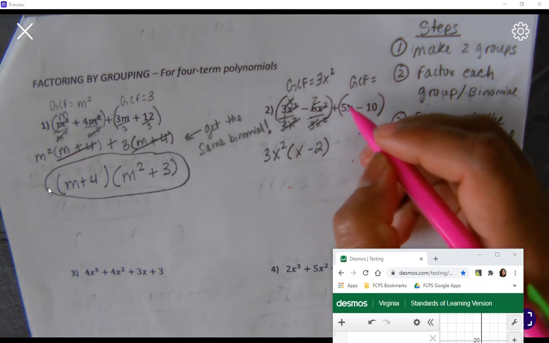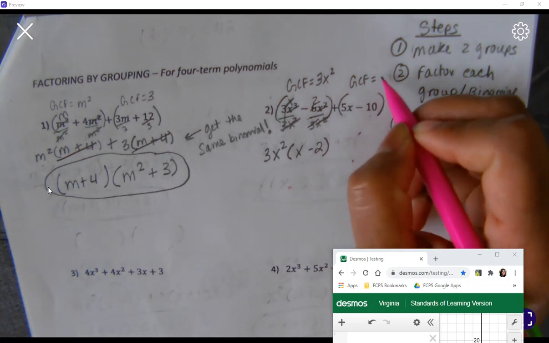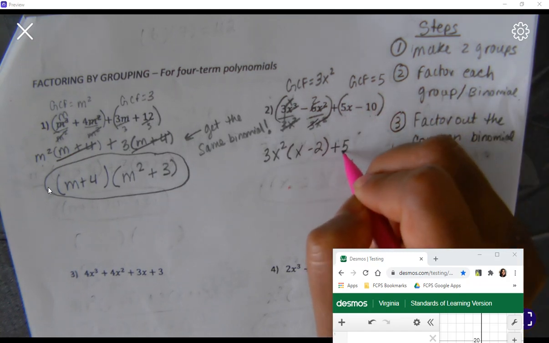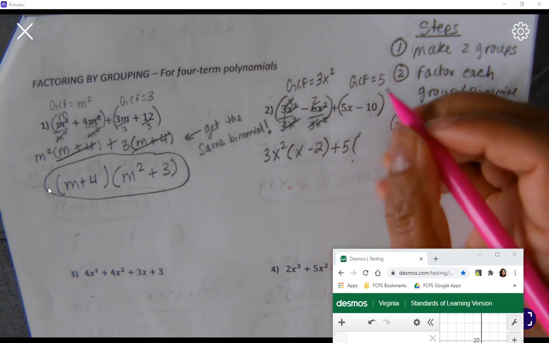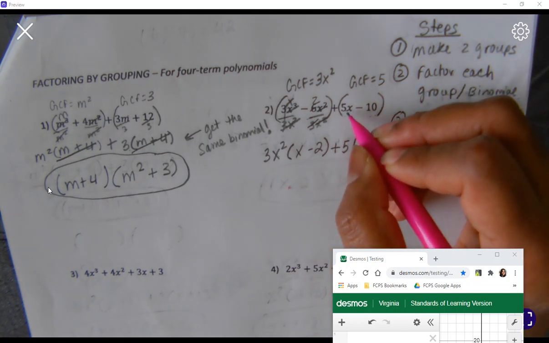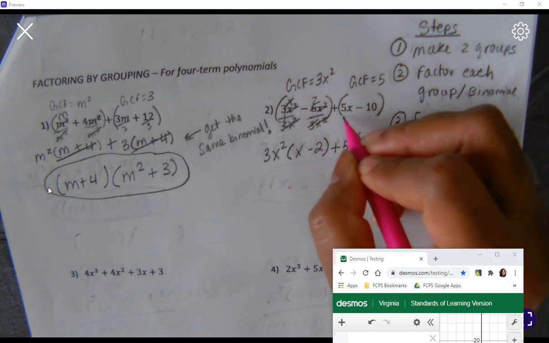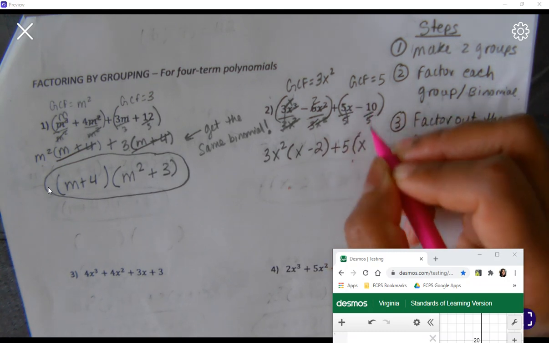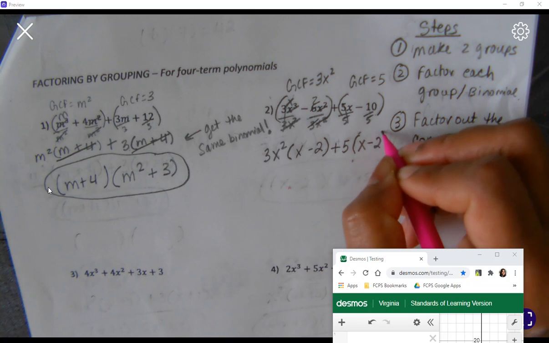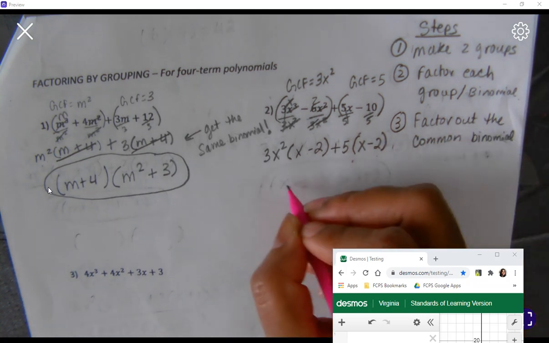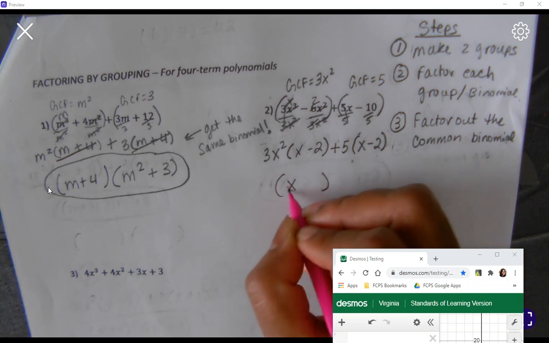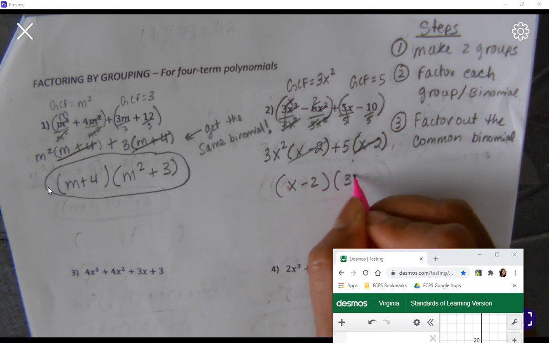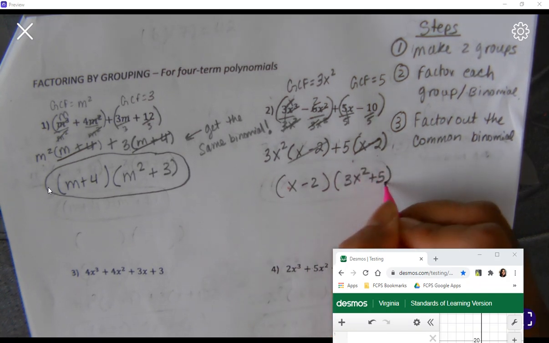Alright, and then over here, my greatest common factor between these two is 5, because 5 goes into 5 and 5 goes into 10. Okay, and then now I have, so we're dividing out by the greatest common factor. So you have x, negative 10 divided by 5 is negative 2. And if you notice, I have the same thing, so that's good. So now I write the common factor by itself, and then 3x squared plus 5 by itself.